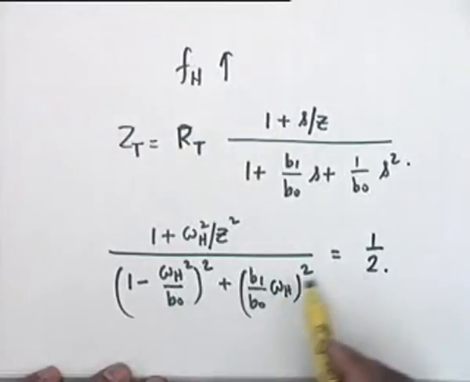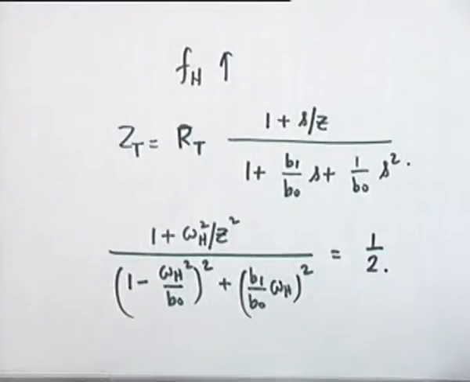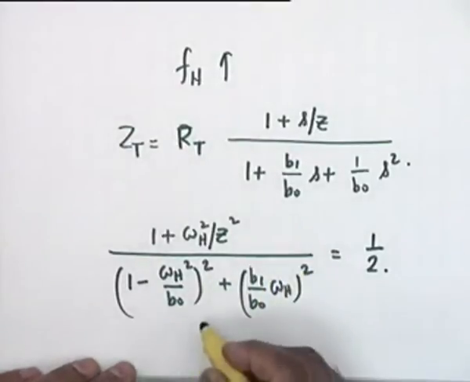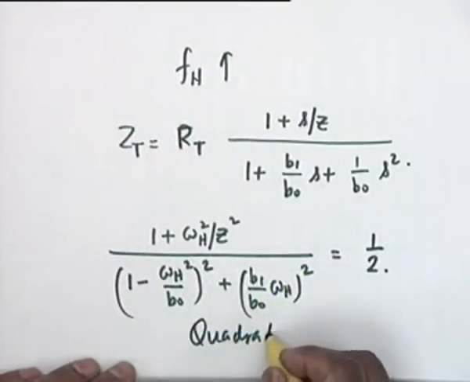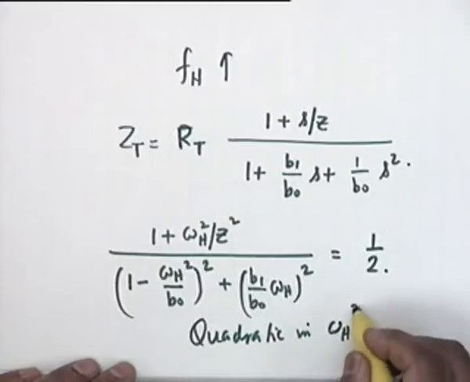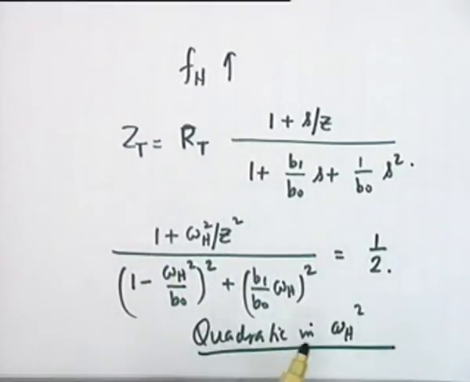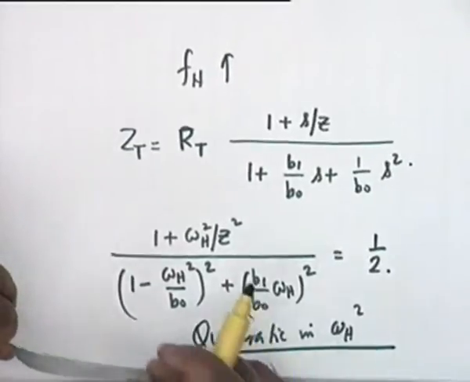So what you have to do is to solve for this equation. Obviously, this is a quadratic equation in omega h. Quadratic means degree 4 in omega h, but it is a quadratic in omega h squared. Therefore, if you are very fussy, solve the quadratic. It's not very difficult. Quadratic in omega h squared, and therefore it can be solved.